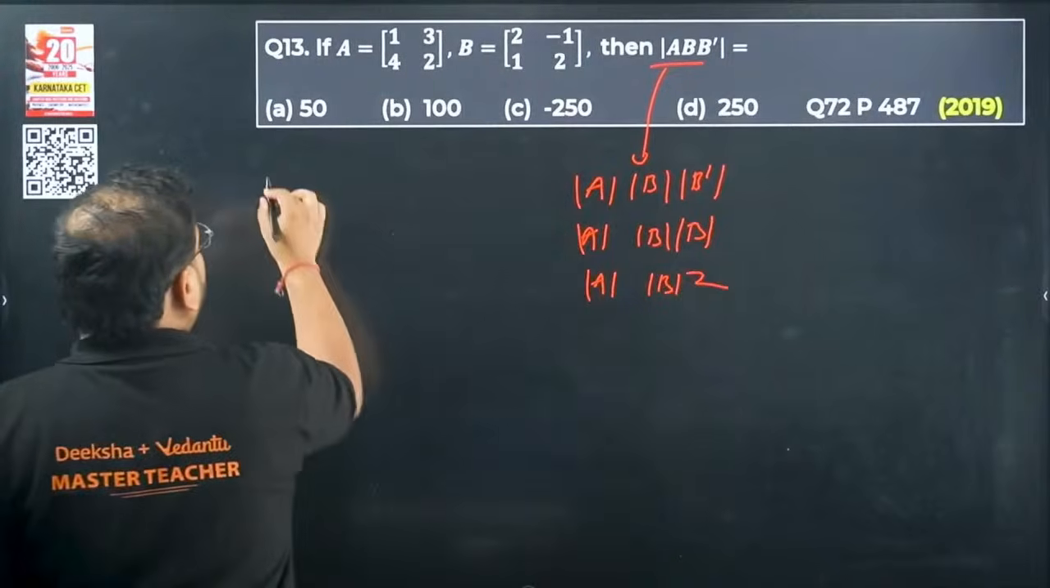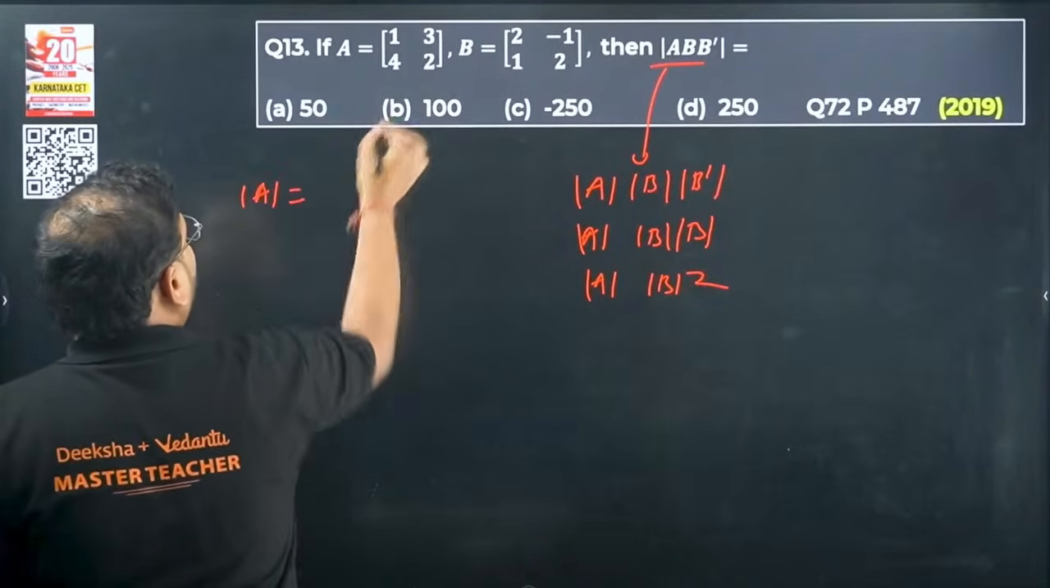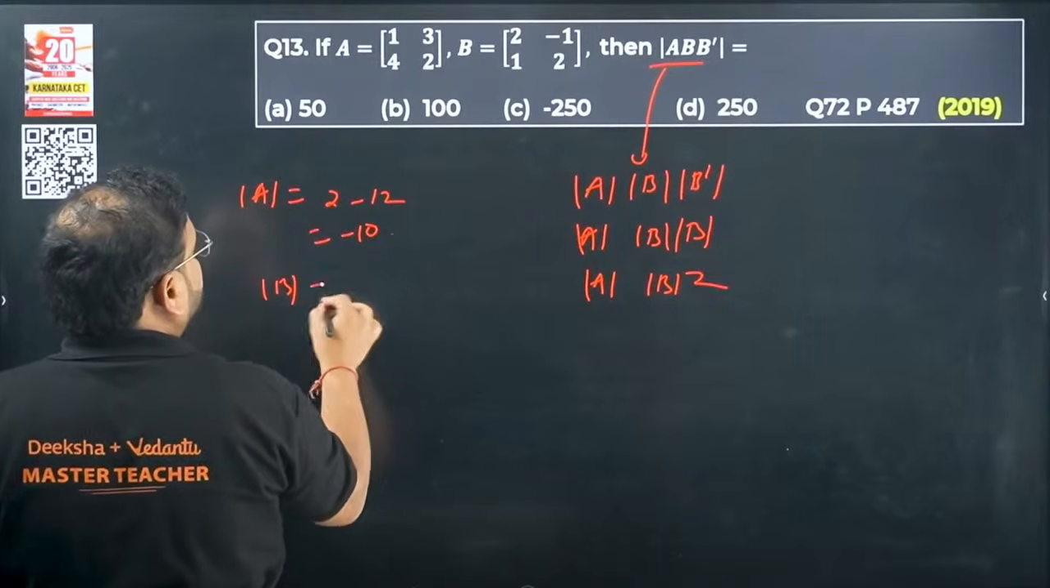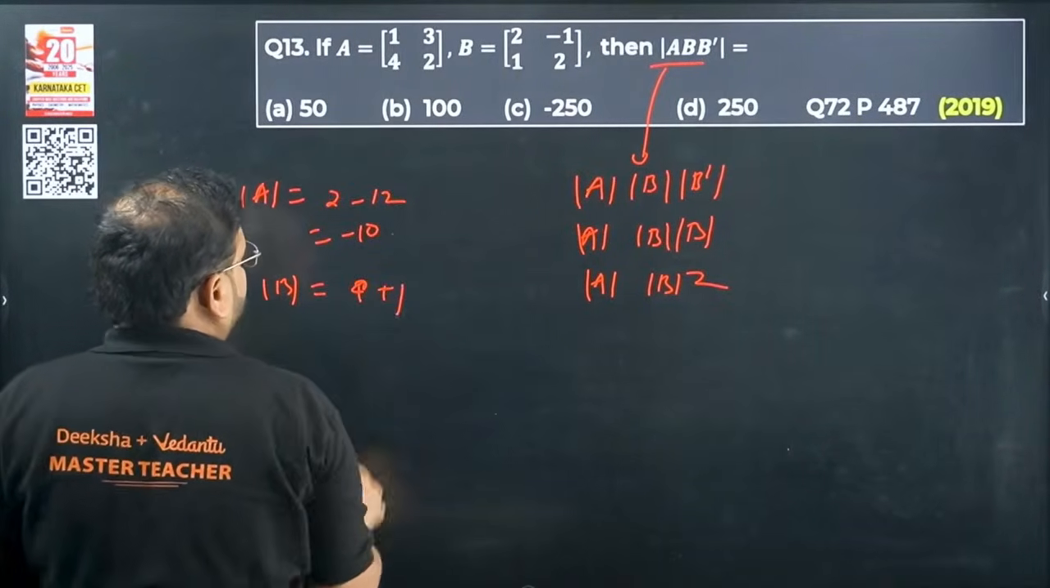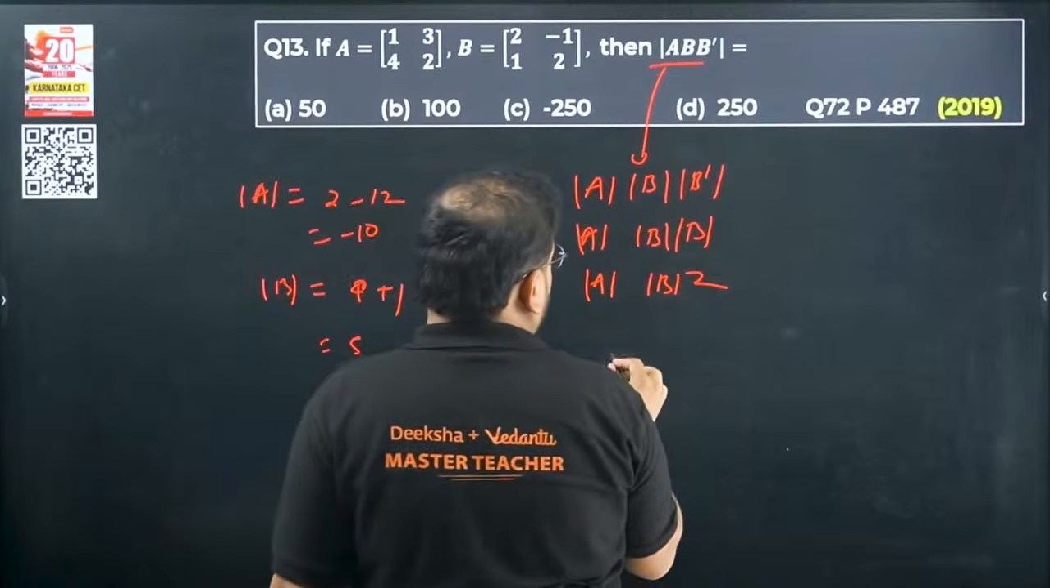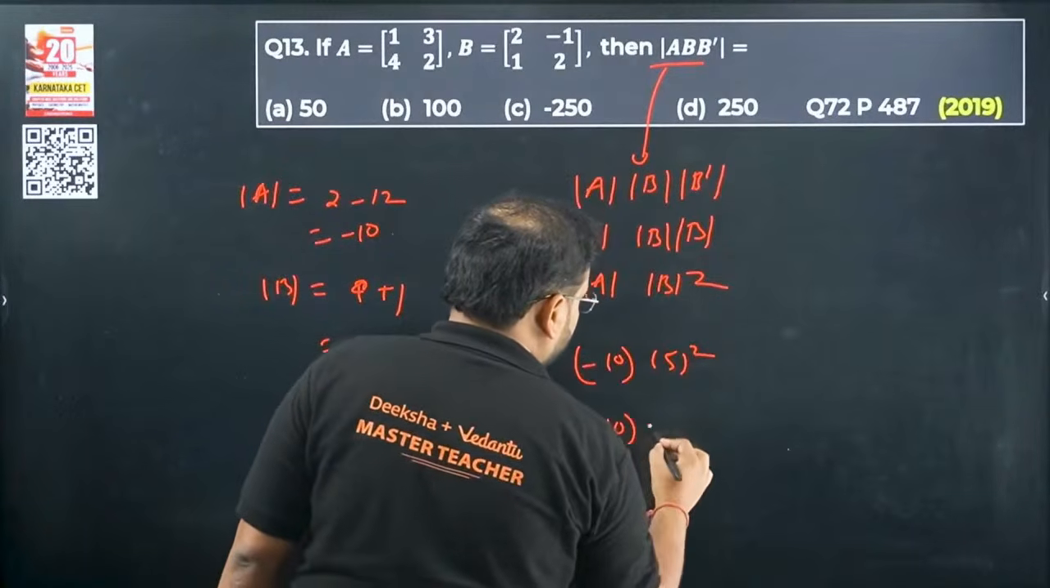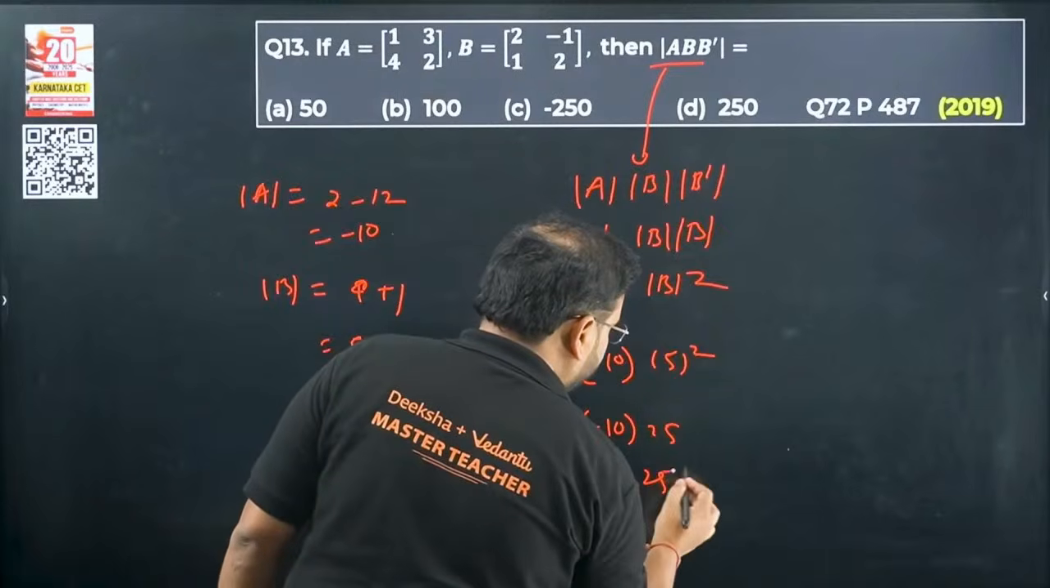Find the determinant now. Determinant of A is 2 minus 12, which is minus 10. Determinant of B is 4 plus 1, so 5. The answer is what? Minus 10 and 5 squared: minus 10 into 25, that is minus 250.